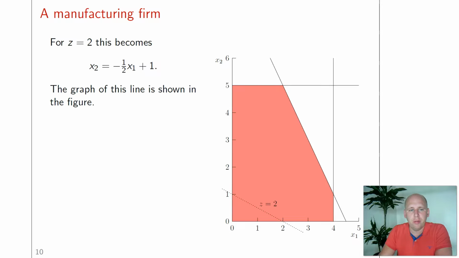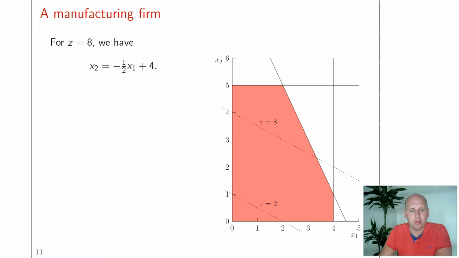Let's then also try another value for z. So let's also try z is 8. And this is what we will get. You can again draw the corresponding graph. And then you see again that there are points where z is equal to 8. So z is equal to 8 can also be reached. Next one is 14. But then you see that we don't have an intersection with the feasible solution space anymore. That means that there are no feasible solutions where z is 14. So z is 14 cannot be reached.